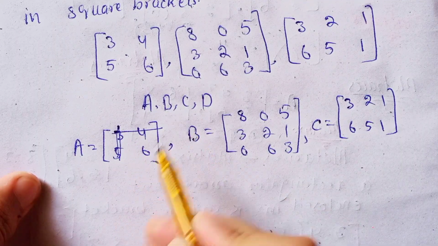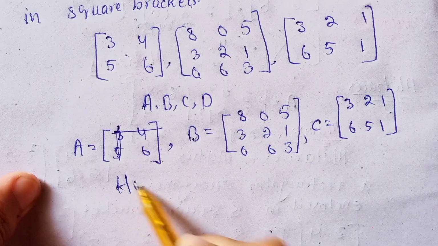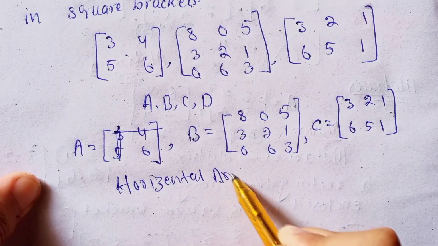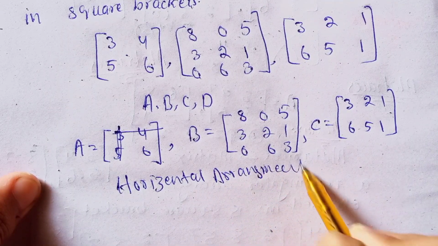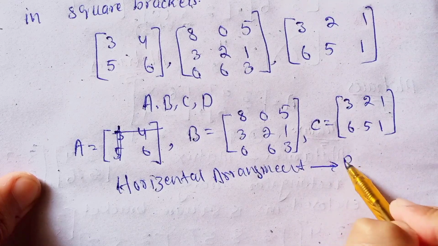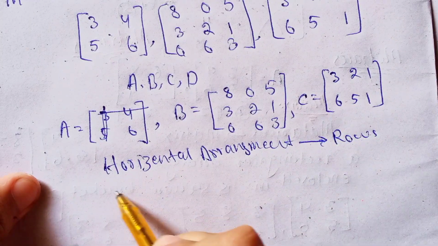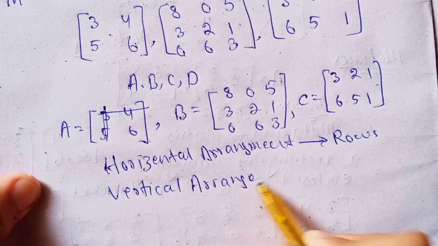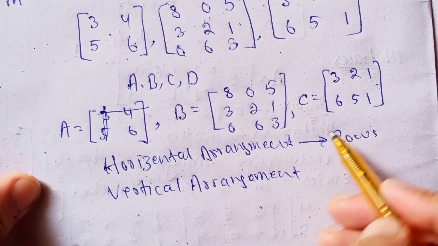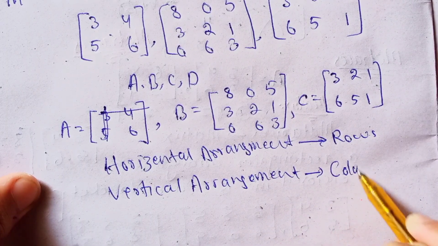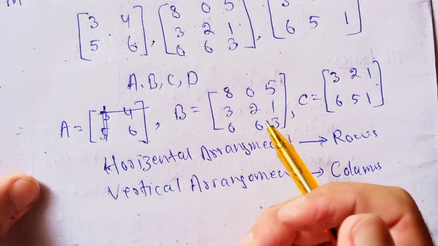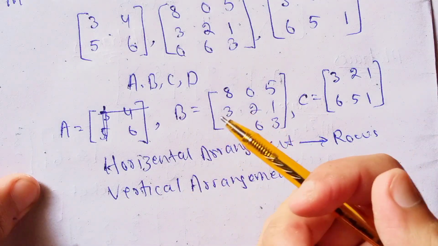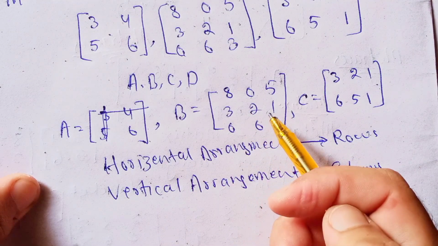So the horizontal arrangement of numbers is called rows, while the vertical arrangement of numbers is called columns. If a matrix has that many vertical arrangements, they will be called its columns, and if a matrix has that many horizontal arrangements, they will be called its rows.